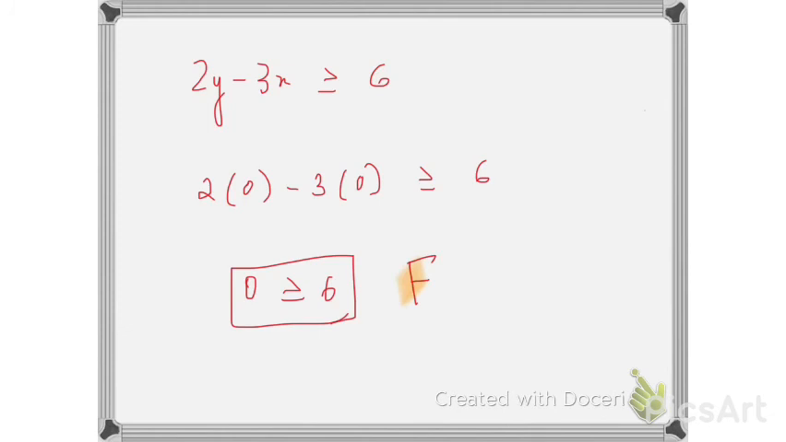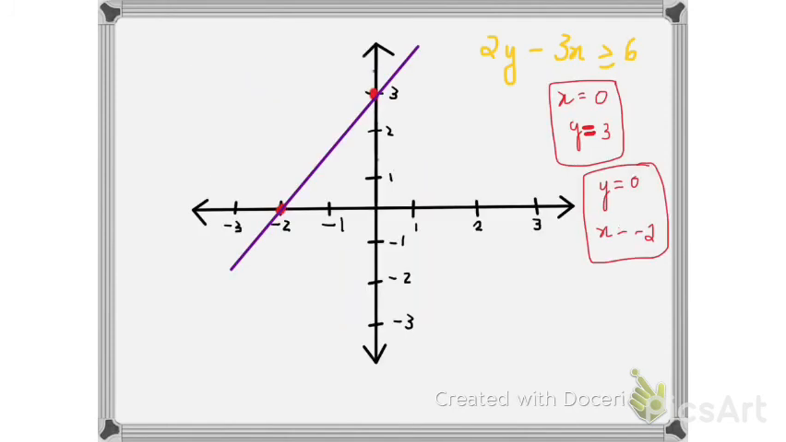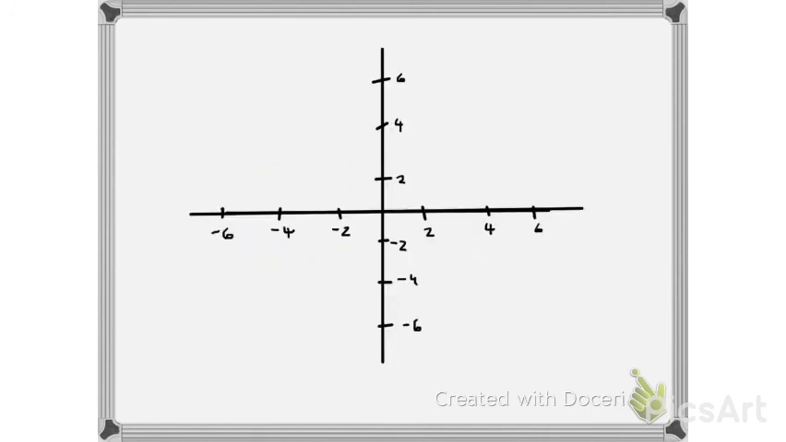Now if they're asking for the unwanted region, since this is false, we need to make it in the true side. So we shade the true side, which is this side. So this is how we solve it.